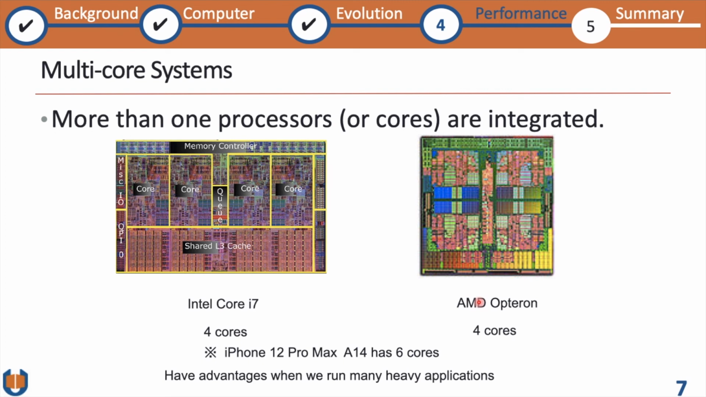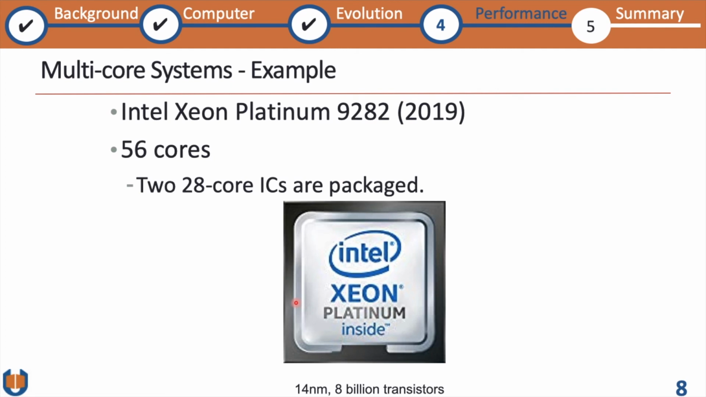So what is parallelization? It is when more than one processor or core is integrated together. Here is an example of an Intel processor having 4 cores, and an AMD processor having 4 cores. As I said, the iPhone 12 Pro Max's A14 also has 6 cores. So those cores work in parallel and take advantage to run heavy programs on the device. Here is an example, the Intel Xeon Pentium 9282, having 56 such cores.